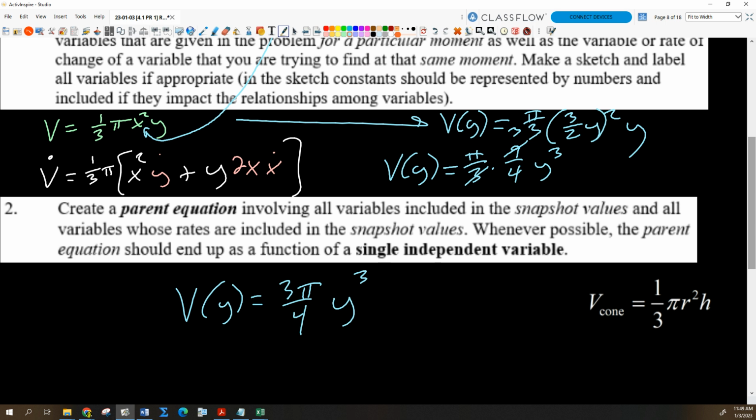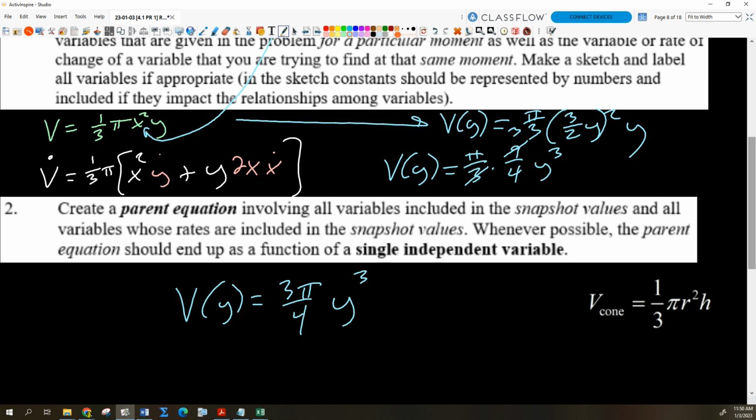So when you're going to differentiate the parent equation, you want only one variable in it. You really want to try. There may be some instances where you just can't do that. But if you have enough information, you always want to pare this down to only the necessary variables. Okay?